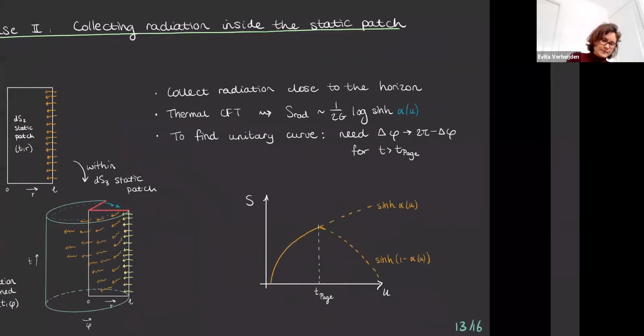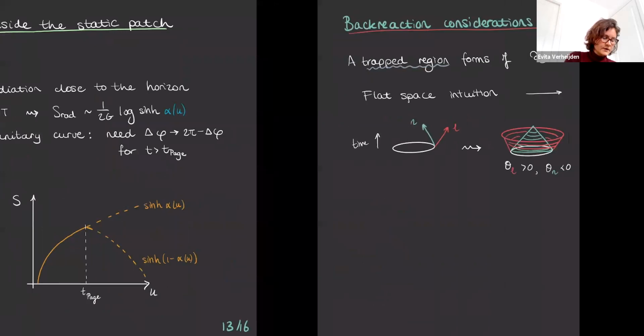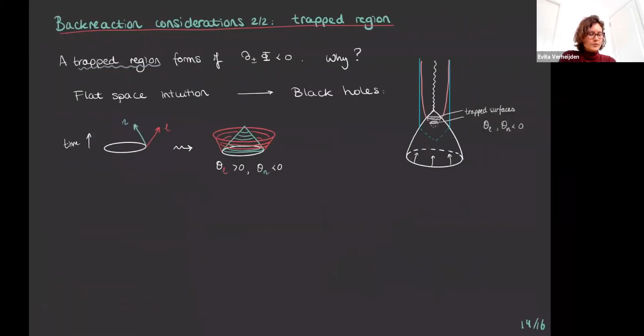So what happens at the page time? Why are we worried? The problem is that a trap region is going to form. Let me explain what I mean. A trap region forms if the null derivatives of the bulk dilaton are negative. To see this, maybe let's recall our flat space intuition.